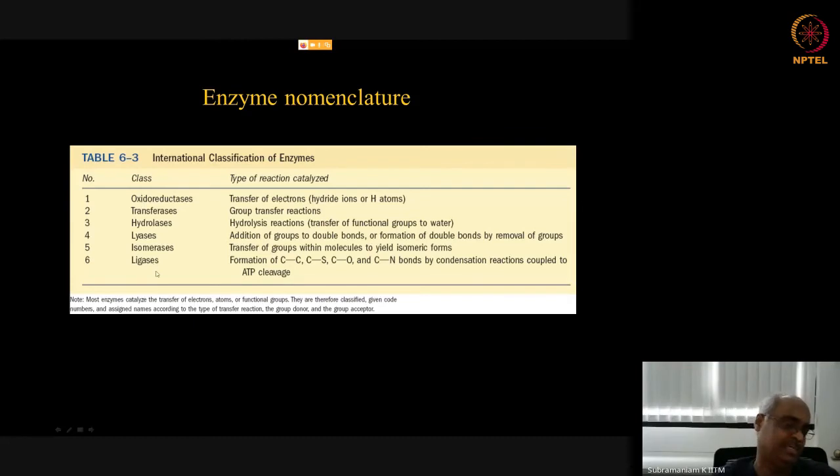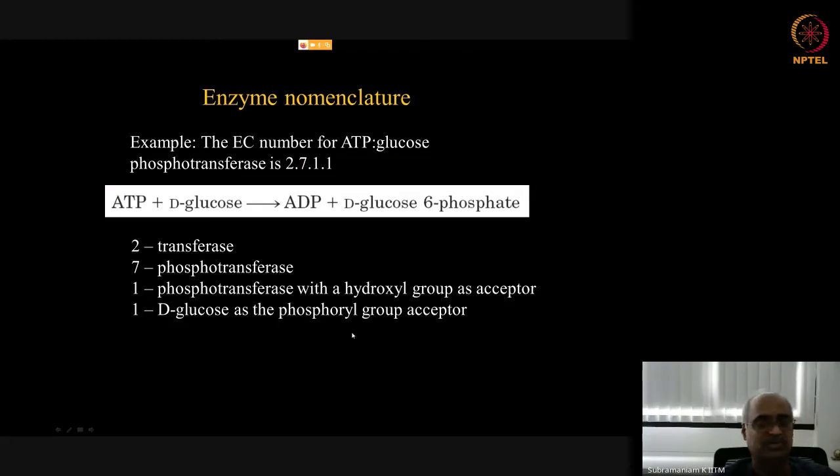Then you have ligases, which join; they make bonds: carbon-carbon, carbon-sulfur, carbon-oxygen, carbon-nitrogen, like the peptide bond. These bond formations are catalyzed by ligases. Under each of them you have a very large number of enzymes that are distinct from the other five, and that is why you have these six major groups. Within this we have subgroups, as we saw in the example of ATP glucose phosphotransferase.